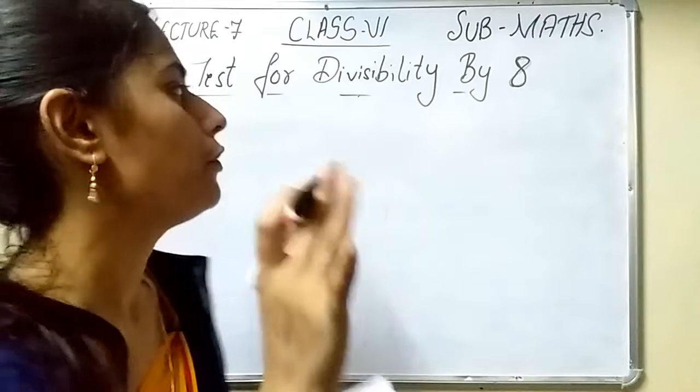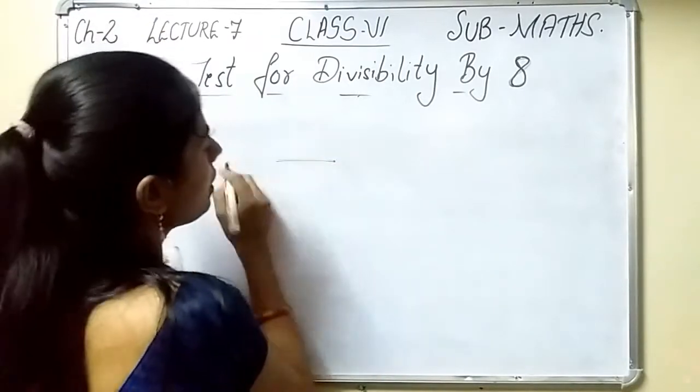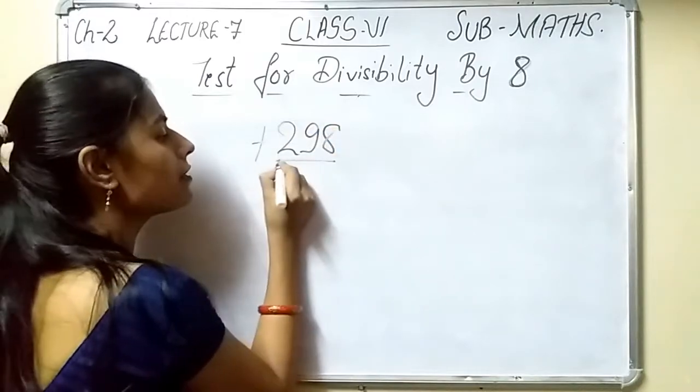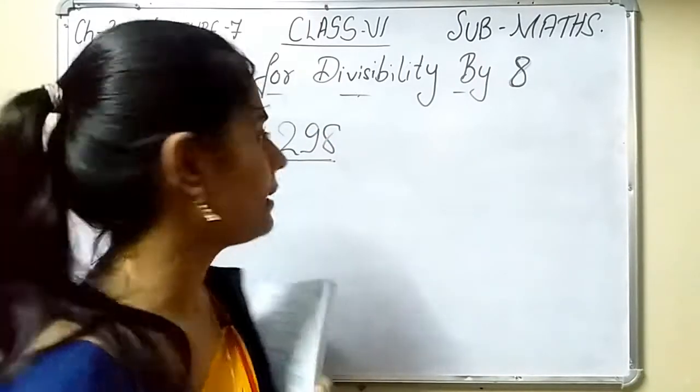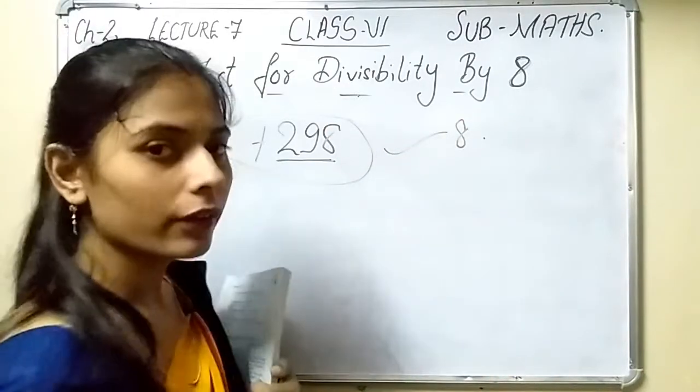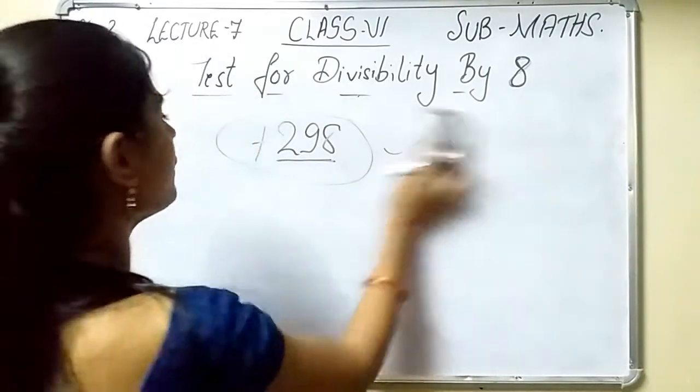See, here you have to remember the last 3 digits. In 7, 1, 2, 8, it means if the last 3 digits are divisible by 8, then the full number is also divisible by 8. Okay. For example, I will give one question.